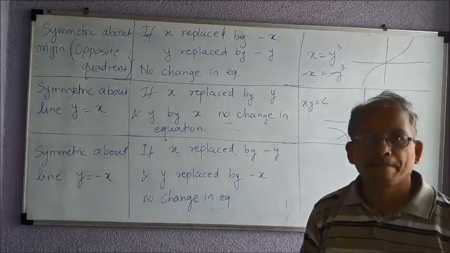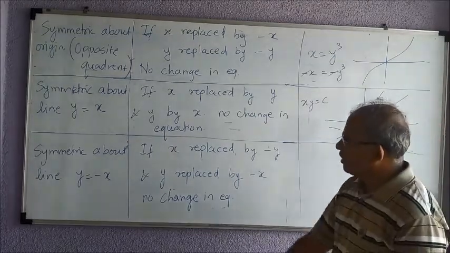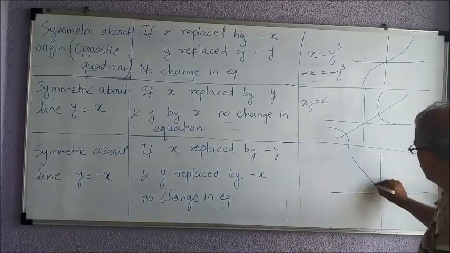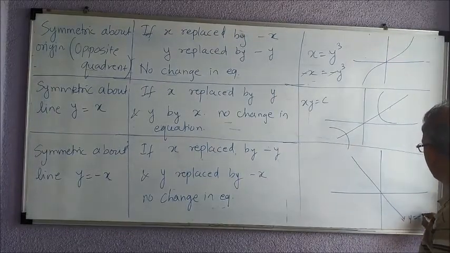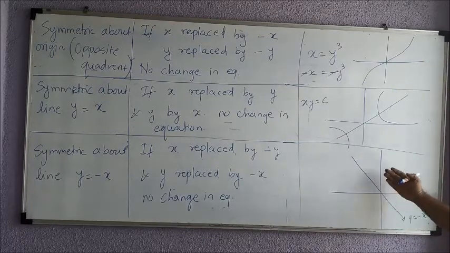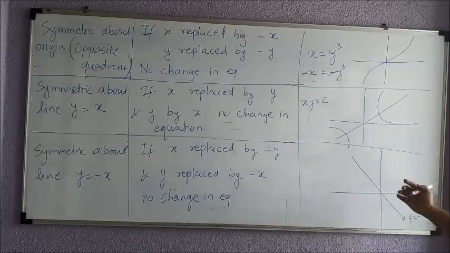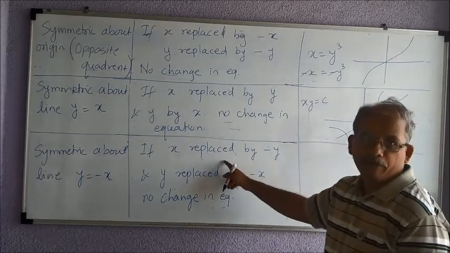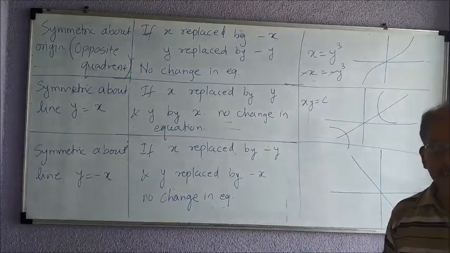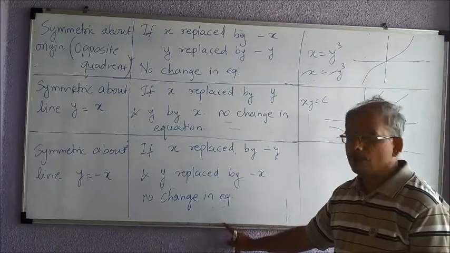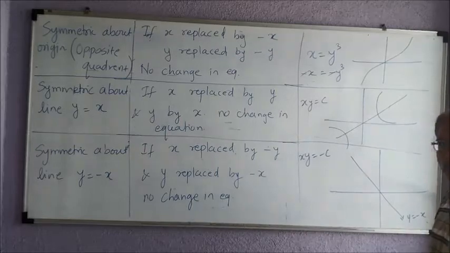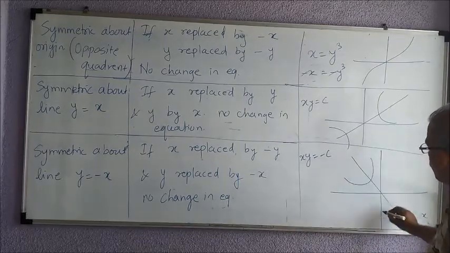Symmetric about the line y equal to minus x. This is the y equal to minus x line. Whether the curve is symmetric about this line can be obtained by replacing x by minus y and y by minus x simultaneously. If there is no change in the equation, it is symmetric. You can take the example as xy equal to minus c. So this is this hyperbola.